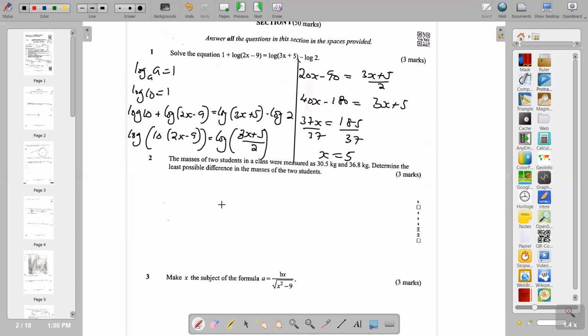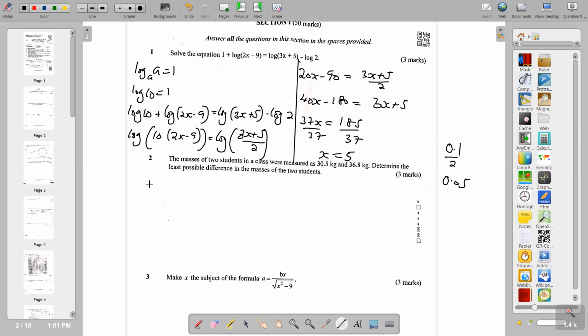Number 2, you have the mass of 2 students there, 30.5 and 36.8. So determine the least possible difference in the mass of the 2 students. Now, this mass was measured using the same instrument, because you see the least possible mass that this instrument can measure is 0.1. So that gives you the accuracy, because it is giving mass to 1 decimal place. Then you divide by 2 to get the absolute error. So that is 0.05.